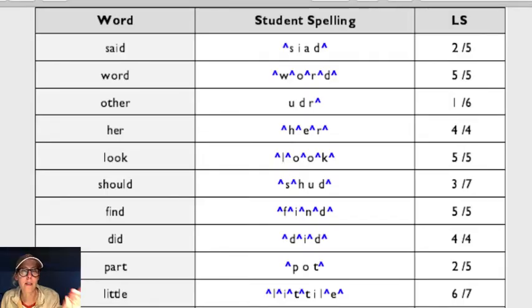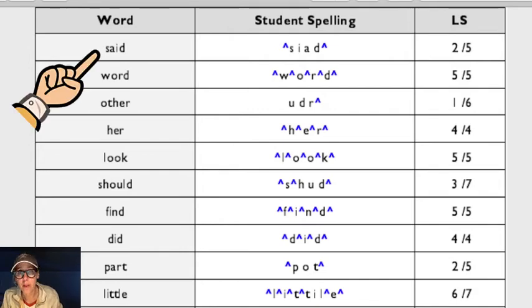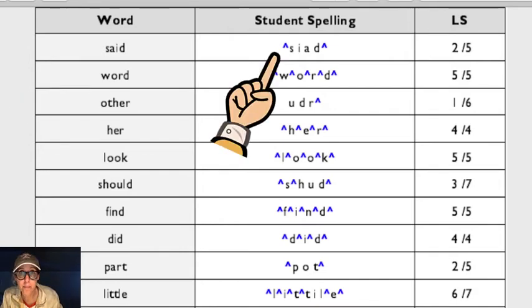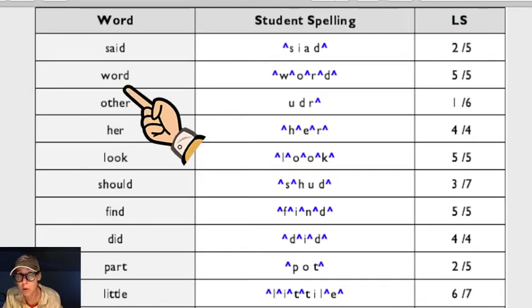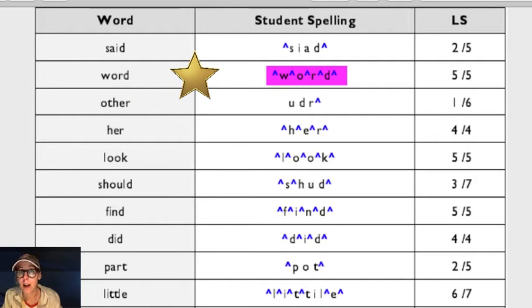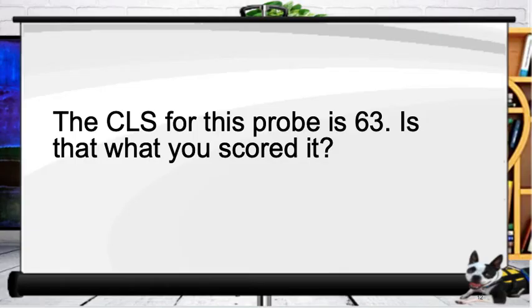Okay, so this is the word list, and let's start at the top where it says "said." We've got a caret there prior to the S. We don't have correct spelling or the word sequence because we have S-I-A-D. So we only get carets before the S and after the D because those were the only correct letters placed. So the CLS here is 2 out of 5. Let's look at "word." Now we can see the student spelled it correctly, W-O-R-D. So we've got a caret before the W, after the W, after the O, after the R, after the D. So make sure that yours matches mine, and your total CLS score for this probe is 6 out of 3.